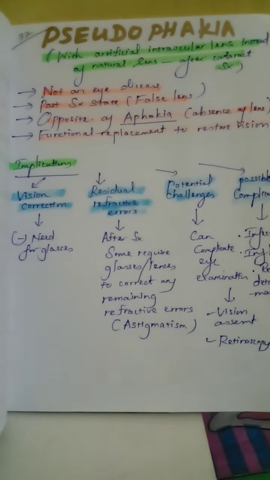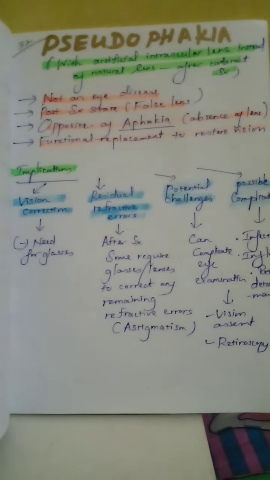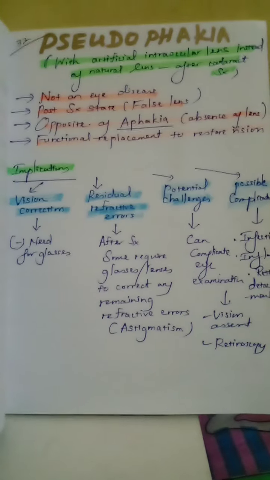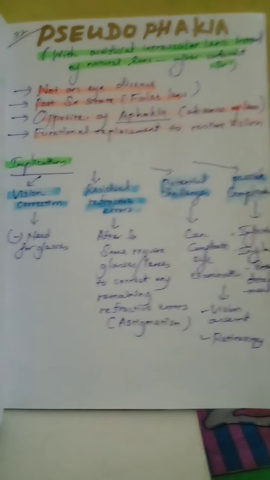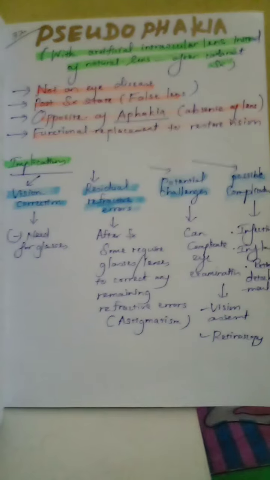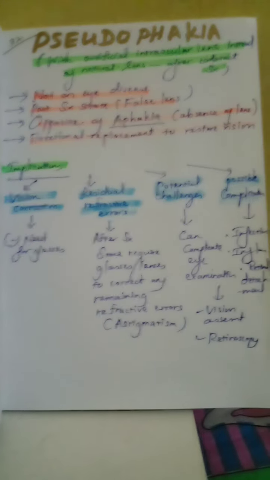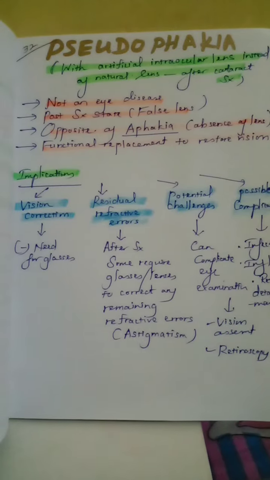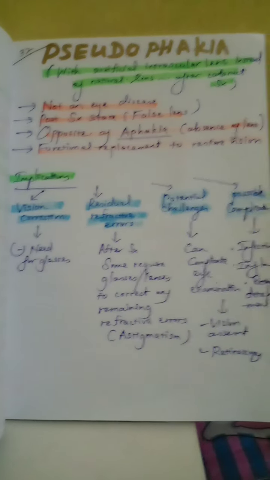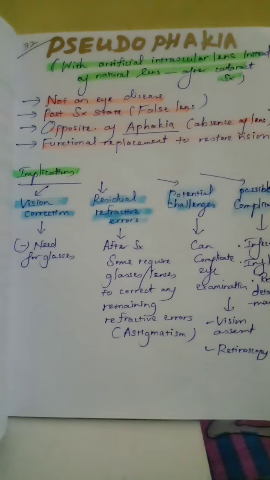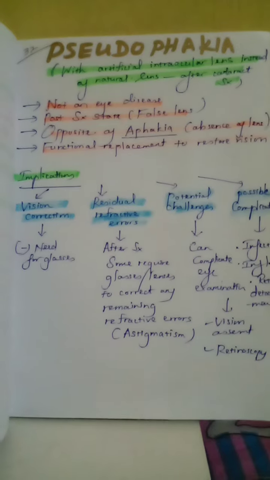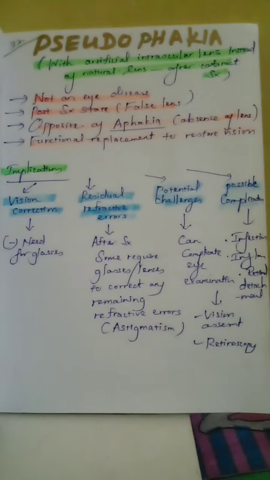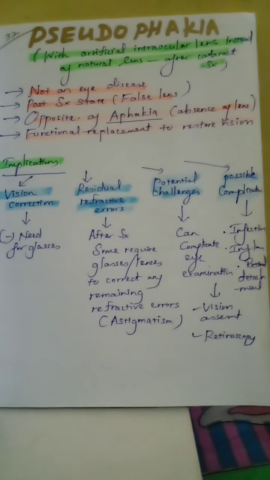So, how can we correct this problem? Well, the implications are sort of four types, that is, vision correction, residual refractive errors, and there are some potential challenges as well as possible complications. So, vision correction, obviously, when the lens is wrong, it can really affect the vision. So, the purpose of introducing an artificial intraocular lens is to correct the vision problem and therefore to reduce the need for glasses.